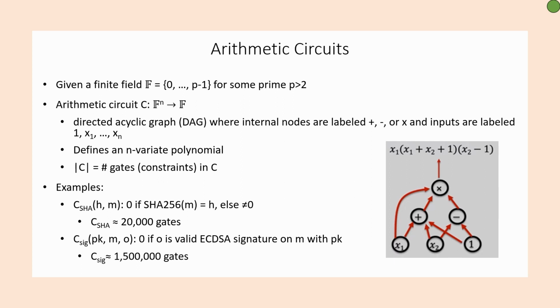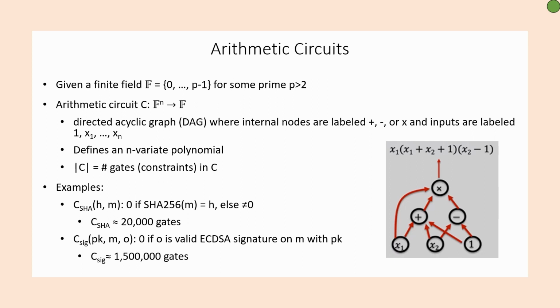Arithmetic circuits define an invariant polynomial, and when we say the size of a circuit, we are talking about the number of gates or constraints that it has. Looking at the image on the right, you can see that at the bottom we have a DAG with the leaf nodes x1, x2, and 1, and the internal nodes plus, minus, and multiply. This DAG represents the polynomial x1 times the quantity x1 plus x2 plus 1 times the quantity x2 minus 1.